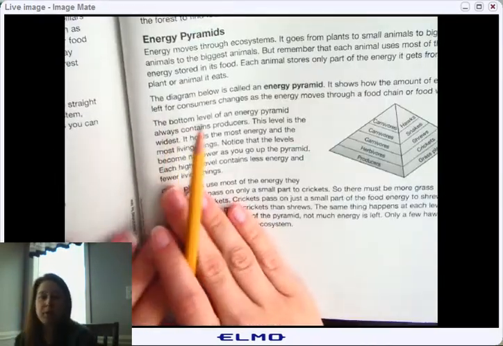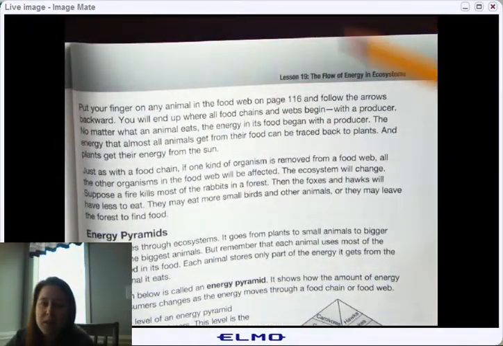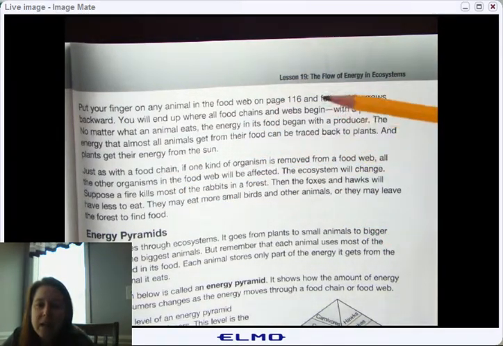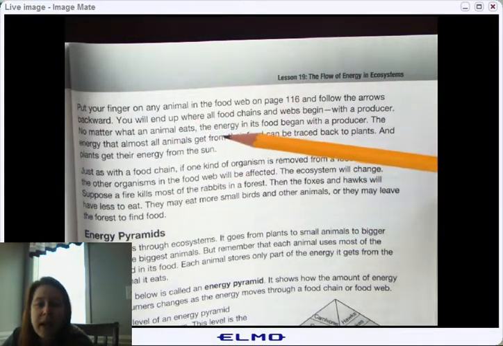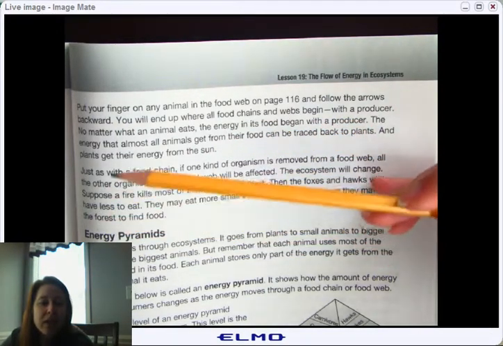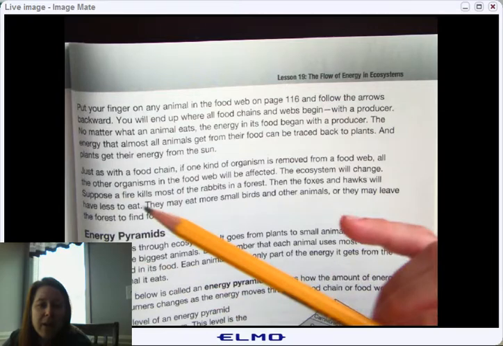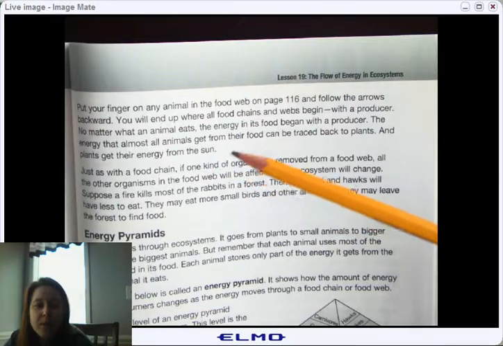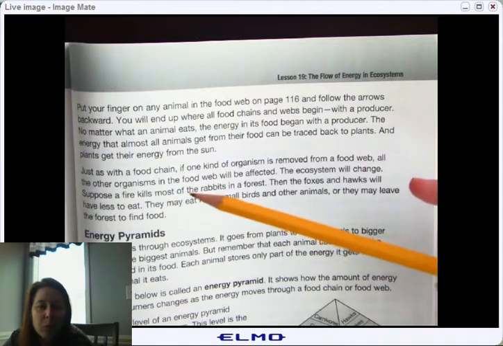Put your finger on any animal in the food web on page 116 and follow the arrows backwards. You will end up where all food chains and food webs begin, with a producer. No matter what an animal eats, the energy in its food came from a producer. The energy that most all animals get from their food can be traced back to plants, and plants get their energy from the sun. Just as with the food chain, if one kind of organism is removed from the food web, all of the other organisms in the food web will be affected.